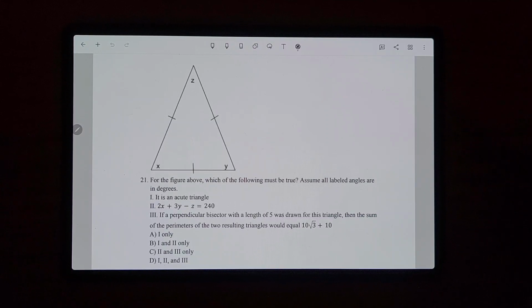Okay, so this is part 2 of the diagnostic test for digital SAT math. So let's go to number 21. For the figure above, which of the following must be true, and all the labeled angles are in degrees.